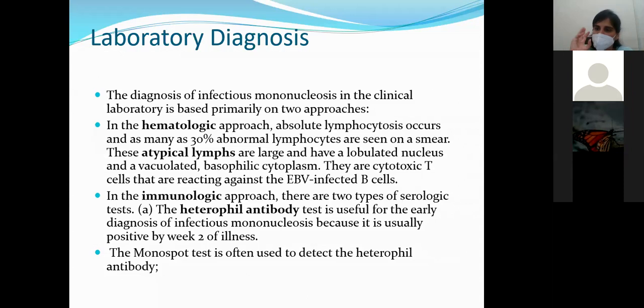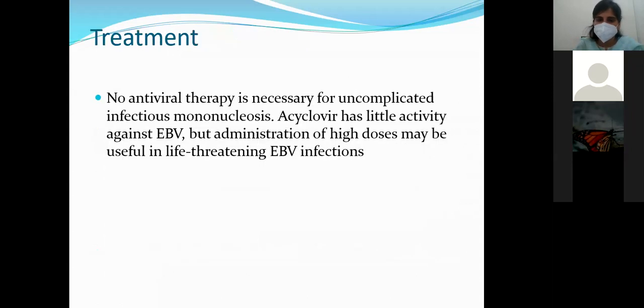And in the immunological approach, you will find the heterophilic antibodies. Heterophilic antibodies, I have already told you, are those antibodies that are detected by antigens different from the antigens that produced them. And this is the monospot test. This is the rapid test.